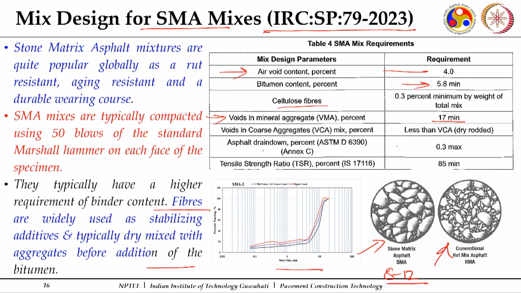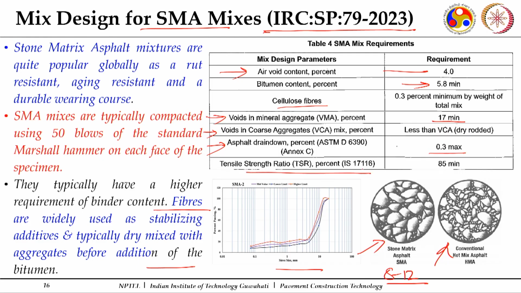Then there is voids in coarse aggregate. Asphalt binder drain down, as I mentioned, this is the drain down. A test is done to ensure that the movement of binder under gravity is within a limited value only. So that is 0.3%. I will just show you in the next slide.